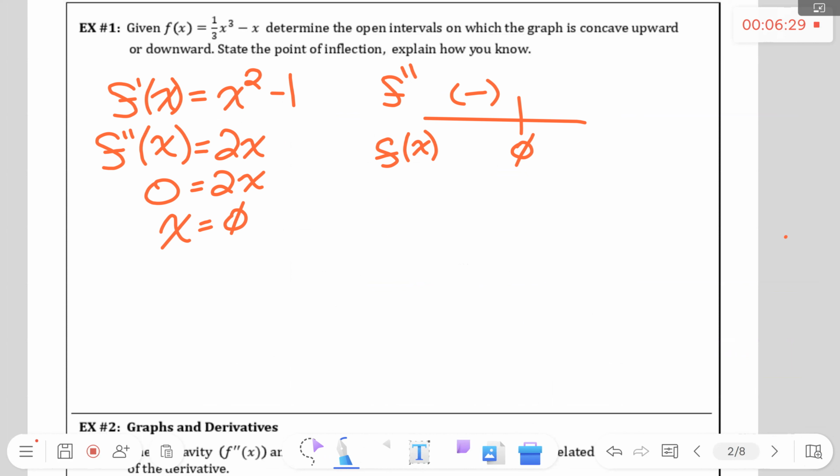Let's do a number to the right of 0. 1. What's 1 times 2? 2, so it's a positive number. What is it going to do if concavity is negative? It's going to be downwards, right? And if it's positive, concavity is going to be upwards, right? Smiley face.